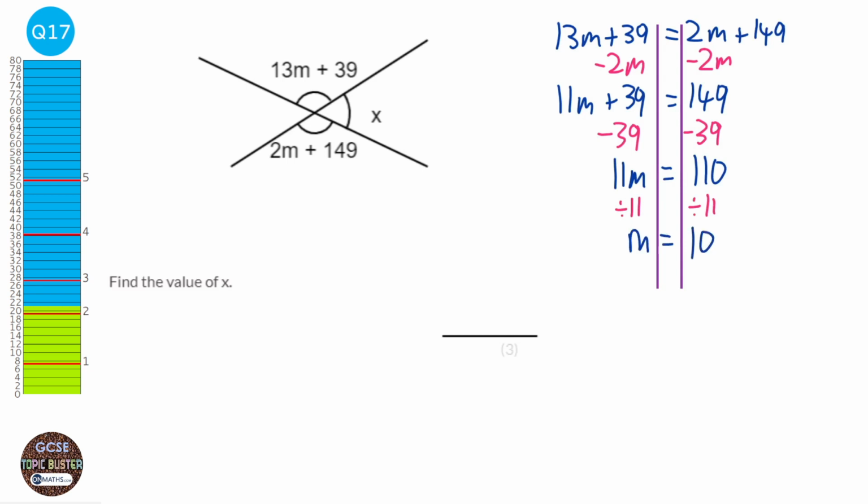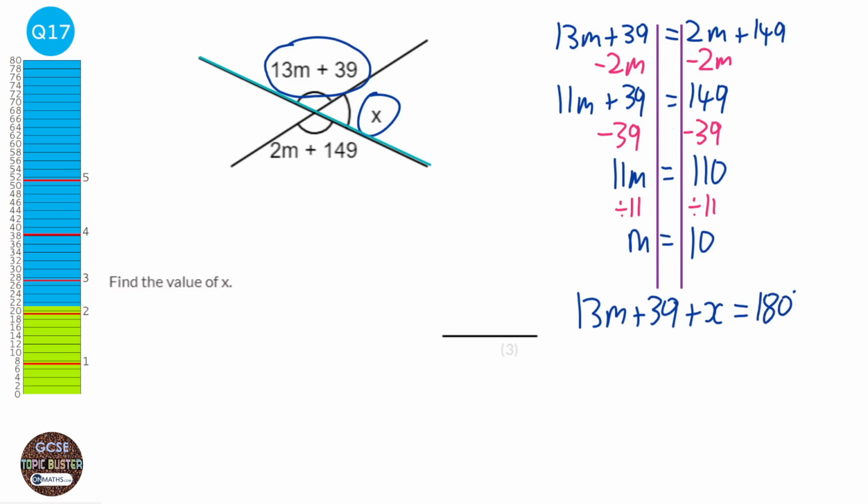So we know if m equals 10, we can then work out x. And the way we can do that is the fact that this one and this one are both on a straight line. So they are both on this straight line here. So we know that they've got to add up to 180. So let's write that down. 13m plus 39 plus x is equal to 180 degrees. I don't normally put that in for the working out, I always put that in for the answer.